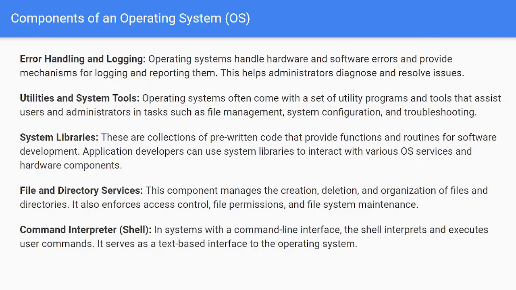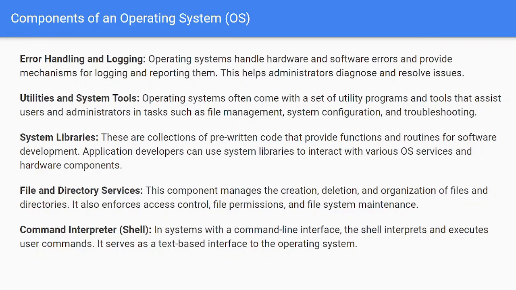Then we have file and directory services. This component manages the creation, deletion, and organization of files and directories. It enforces access control. We talked about the least privilege principle, right? Access control. If this particular system has multiple users and you want to allocate different access control to different people, it is file and directory services that enable this. So it enforces access control, file permissions, and file system maintenance.